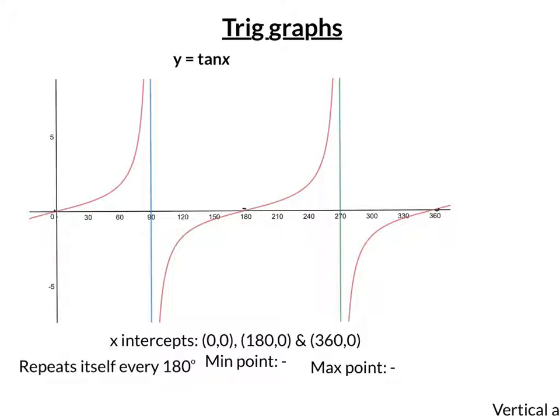And lastly, the vertical green and blue lines are called asymptotes, and these are the points where the tan graph has no value, and that's at x equals 90 and x equals 270.